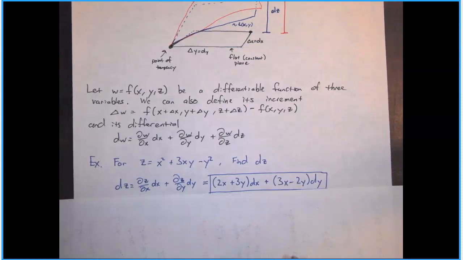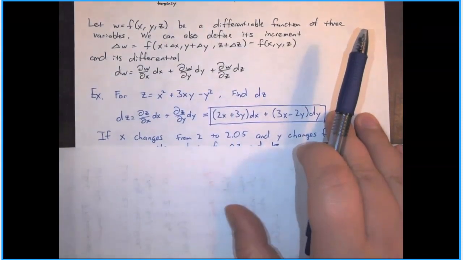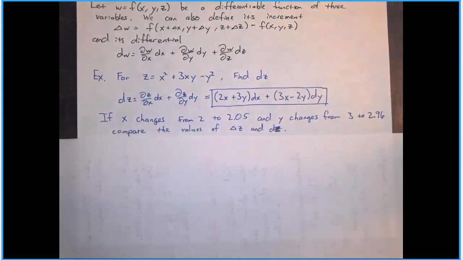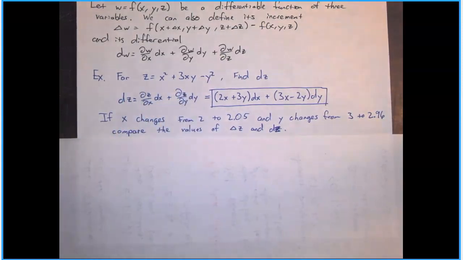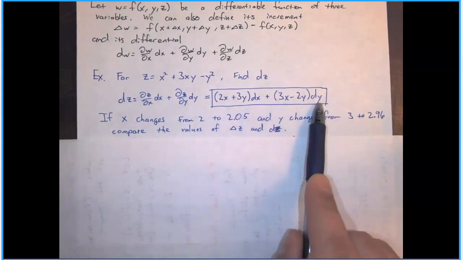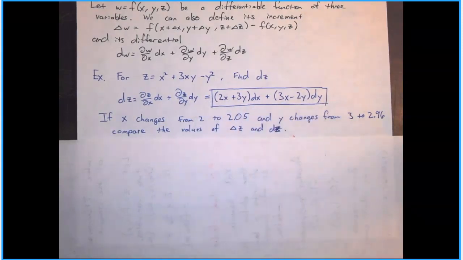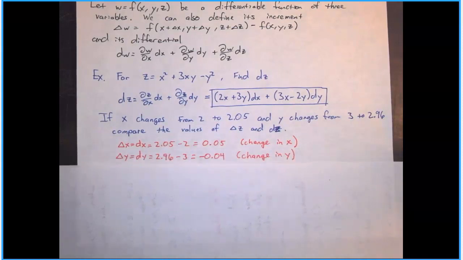But that's not entirely interesting, so let's see how we can use the differential. So we see if x changes from 2 to 2.05 and y changes from 3 to 2.96, compare the values of delta z and dz. So compare the actual change in the function, this same function, and the approximate change in the function. Okay, so first let's deal with the differential. Since we already have a formula for the differential here, we need to figure out what dx and dy are, and that's going to be the change in x, and the change in y. And these are going to be the same.